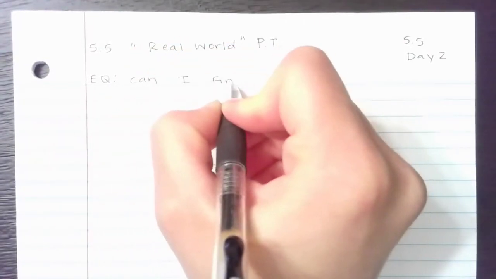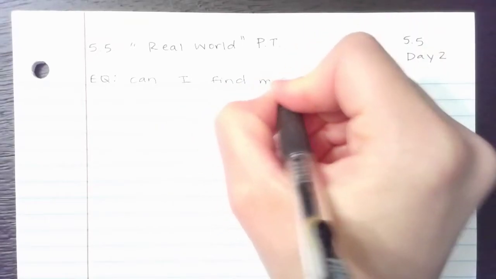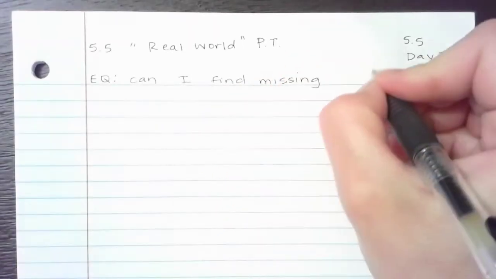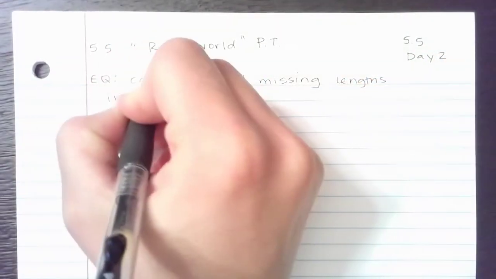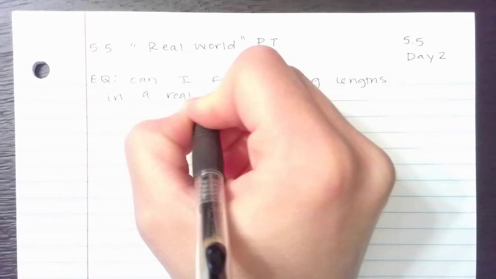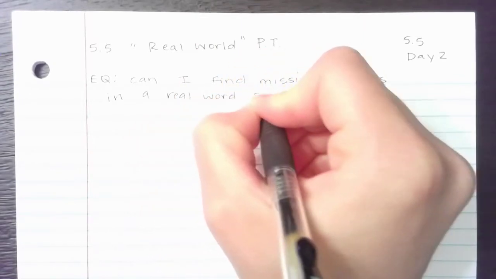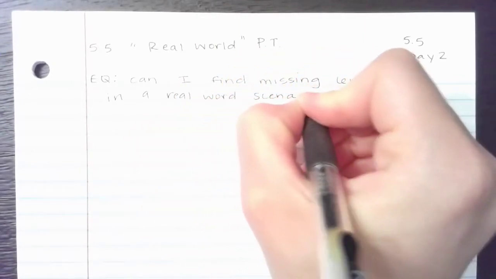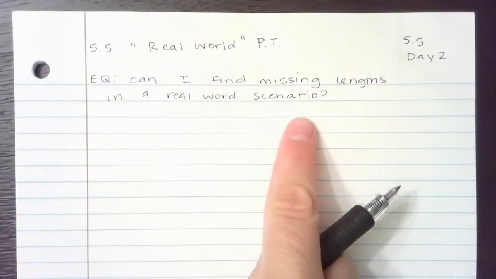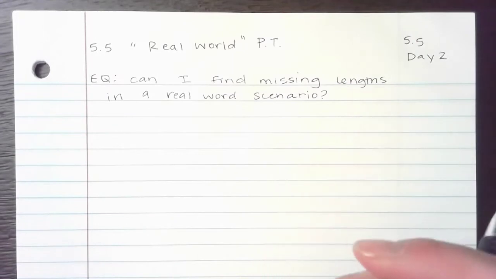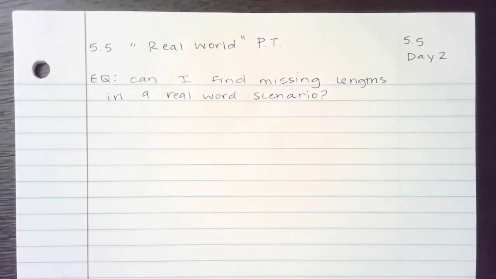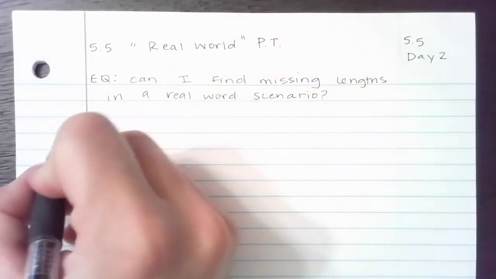So my essential question is going to be, can I find missing lengths in a real-world scenario? So we're going to be talking about houses, TVs, and ladders today. So where do we see these 90-degree triangles? If I don't see a 90-degree triangle, can I make a 90-degree triangle, etc.?